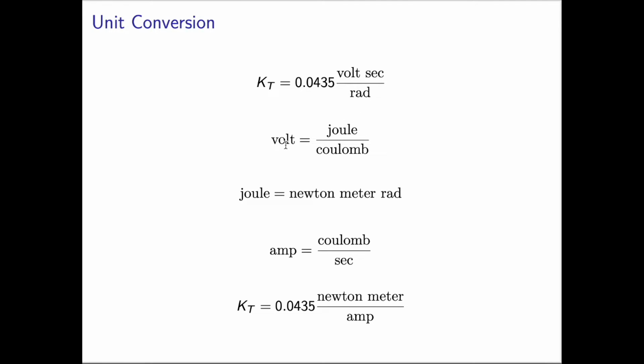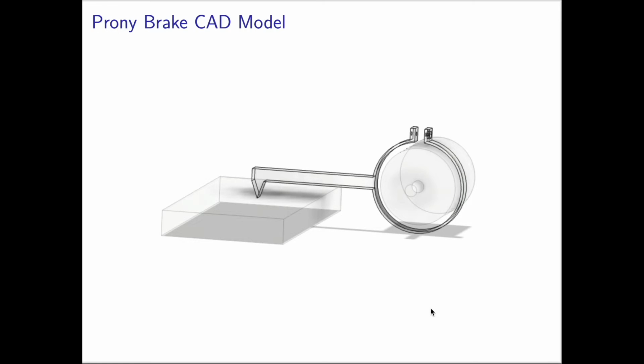We notice that a volt is a joule per coulomb, that a joule is a newton meter of torque rotated by a radian, and an amp is a coulomb per second, and we get newton meters per amp. For this motor, for every amp of phase current, we get about 0.04 newton meters of torque. Let's see if we can measure this value.